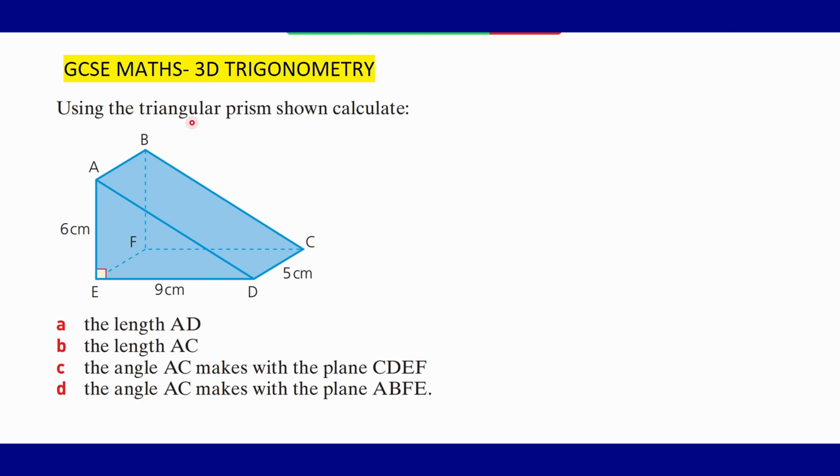Hi guys, today we are going to discuss GCSE Mathematics 3D trigonometry. Using the triangular prism shown, calculate the length of AD.